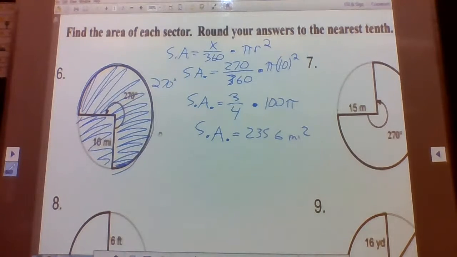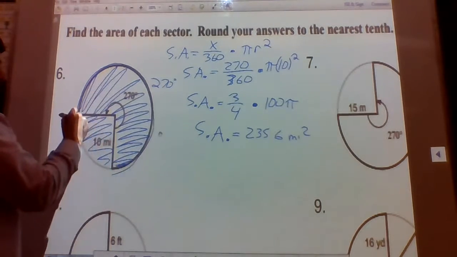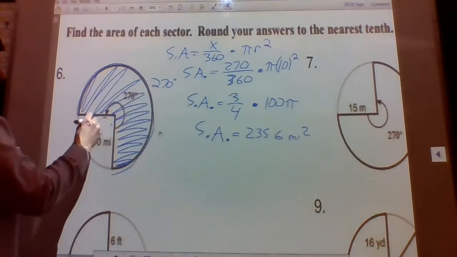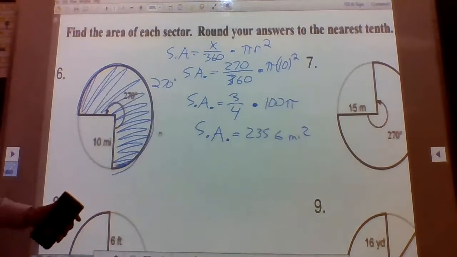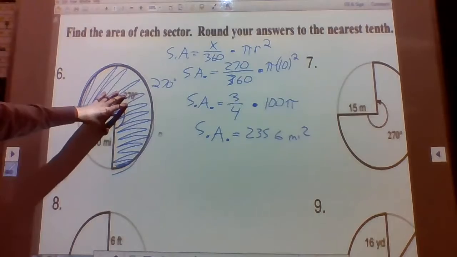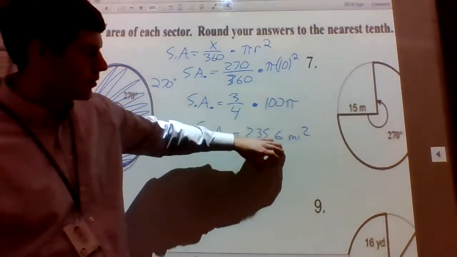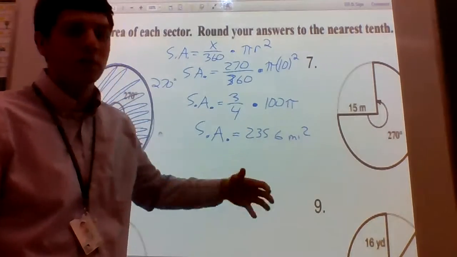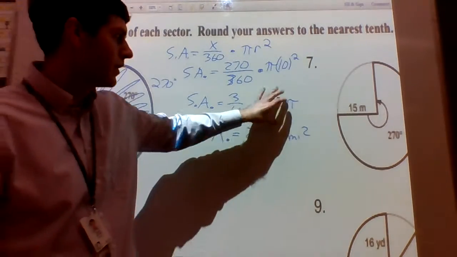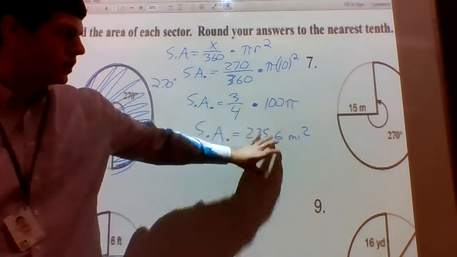So the area of all of this is 100 pi. But we don't want all of it. We only want the portion here, so we want to subtract away this piece. So we're multiplying by 3/4. We only want 3/4 of the area of the whole circle. So this answer is going to be 3/4 of 100 pi. 100 pi would be 314, so the whole area is 314. We only want 3/4 of it, which is 235.